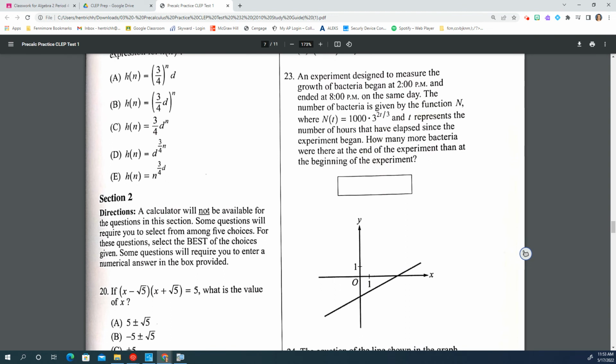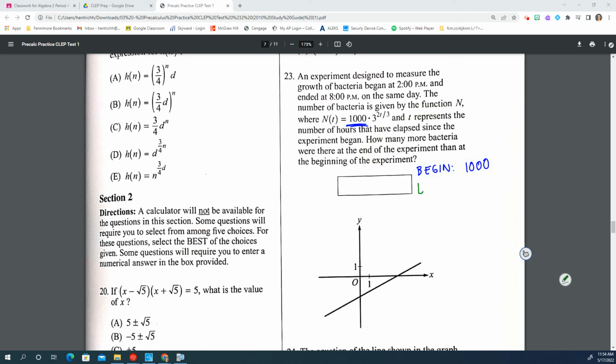Yep. Alright. An experiment designed to measure the growth of bacteria began at 2 p.m. and ended at 8 p.m. on the same day. The number of bacteria is given by this exponential function. T represents the number of hours that have elapsed since the experiment began. How many more bacteria were there at the end of the experiment than at the beginning? Plug 0 and then plug 6 and then subtract them. Okay, exactly. To find my beginning, we could plug in 0, but what's my initial amount here? 1,000. Okay? If you plug in 0, you're going to get that same thing.